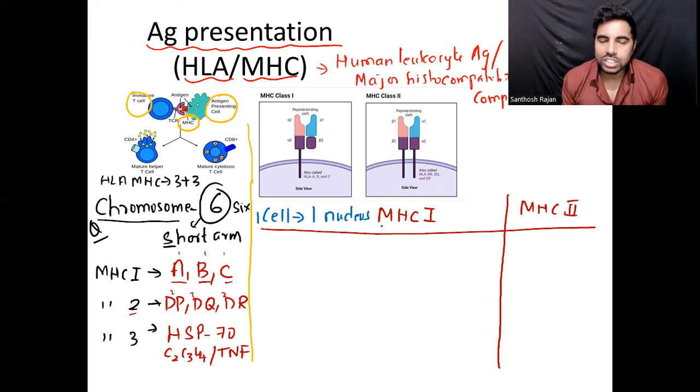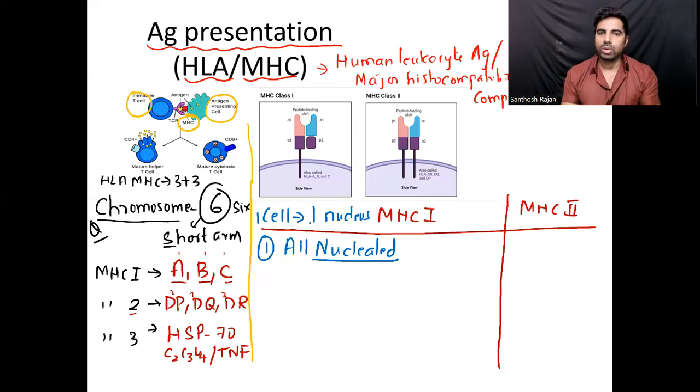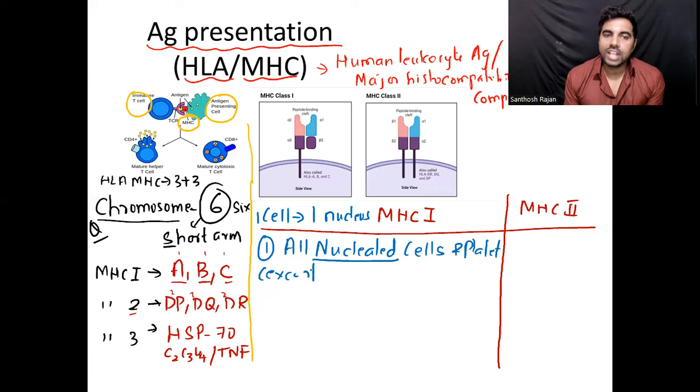That means MHC1 is present in all nucleated cells. First point: it is located in all nucleated cells. One means one nucleus. Every nucleated cell, and platelets. Platelets do not have a nucleus, but MHC1 is present in them also. Except in two cells, where it is not present. That was the question asked: which are the two cells?